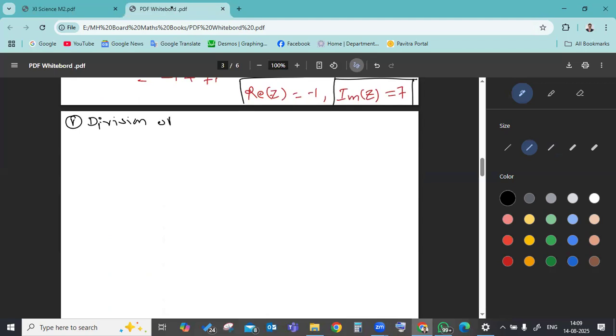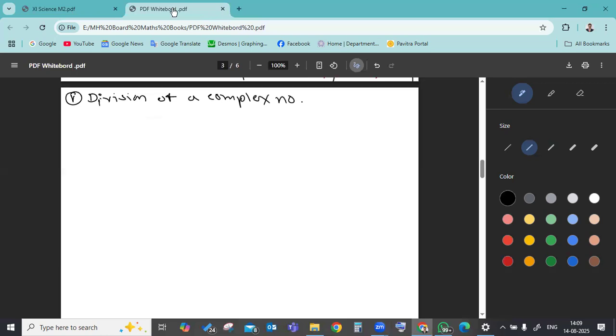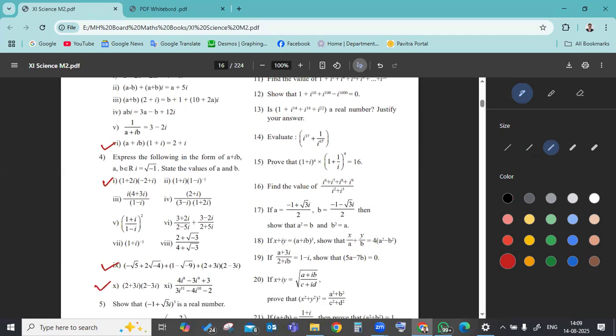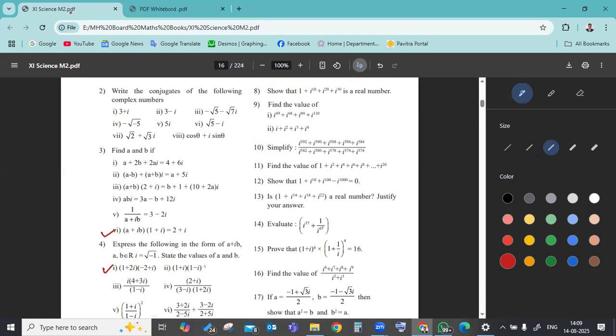Division of a complex number. Okay. Now see, let's take an example from the textbook only. Okay, let's take this example.